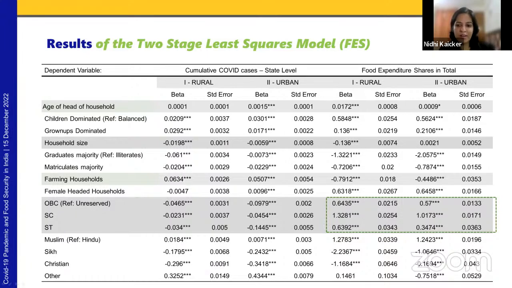If we compare the magnitude of these coefficients, we find that the caste-based disparity is much higher in rural areas compared to the urban. Finally, on religion, as compared to Hindus, we find that Muslims have a higher food expenditure share, while Sikhs and Christians have lower food expenditure shares.